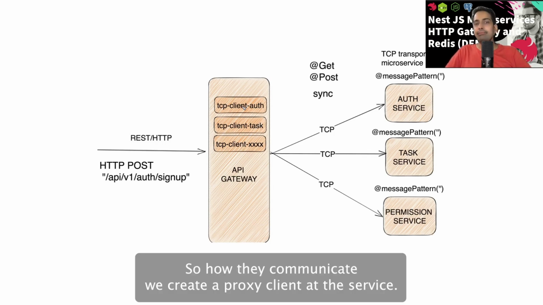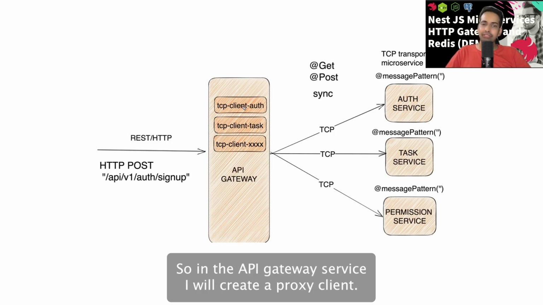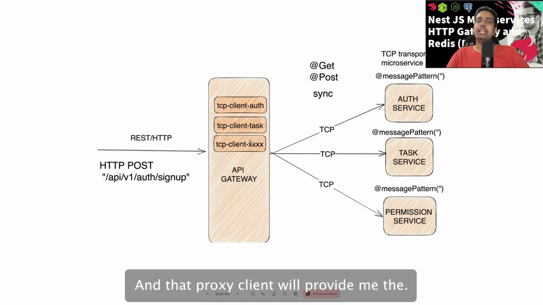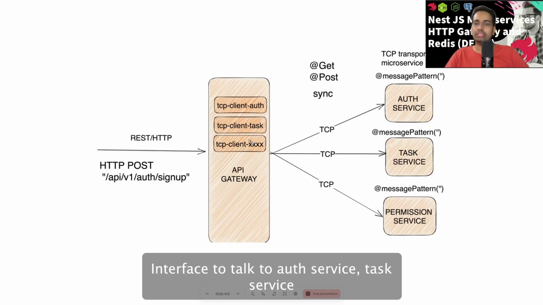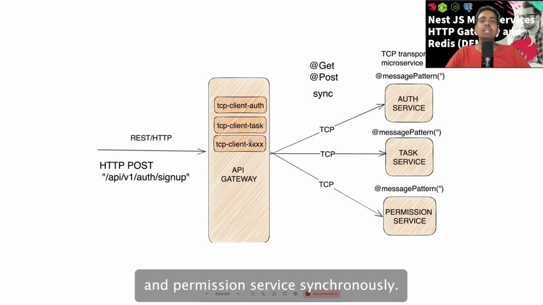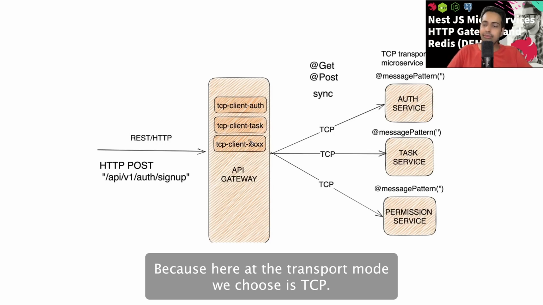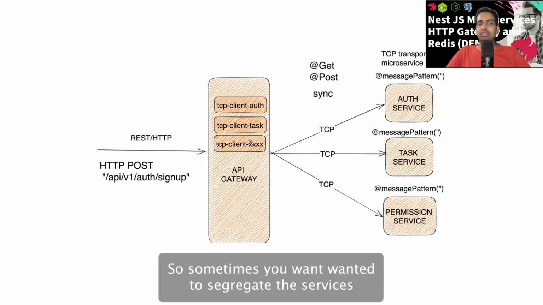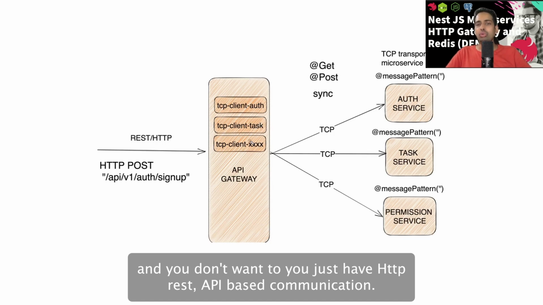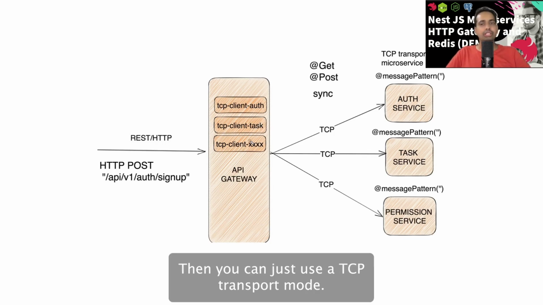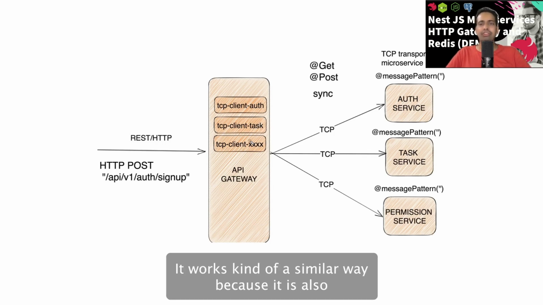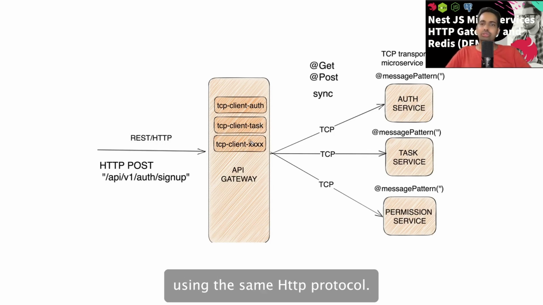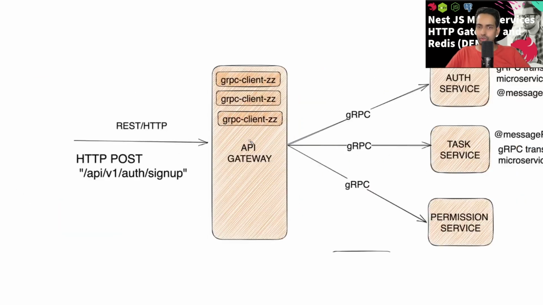We create a proxy client at the service. So in the API gateway service, I will create a proxy client, and that proxy client will provide me the interface to talk to auth service, task service, and permission service synchronously, because here the transport mode we choose is TCP. So sometimes you want to segregate the services and you don't want to use just an HTTP REST API based communication, then you can just use a TCP transport mode. It works in a similar way because it is also using the same HTTP protocol.